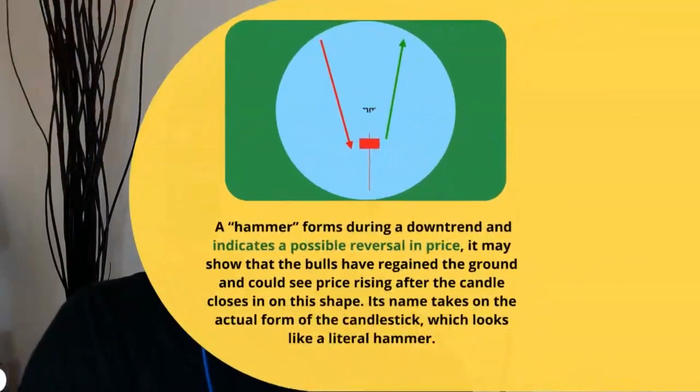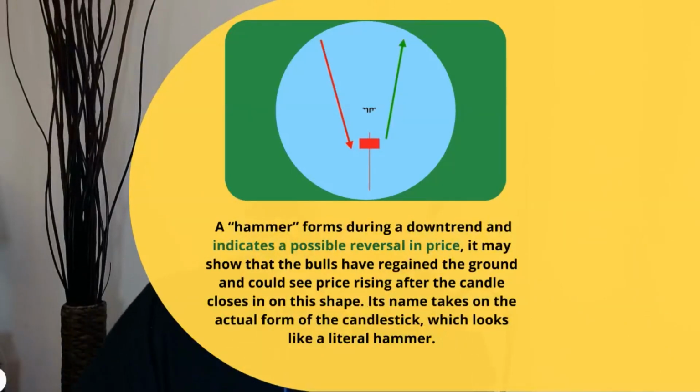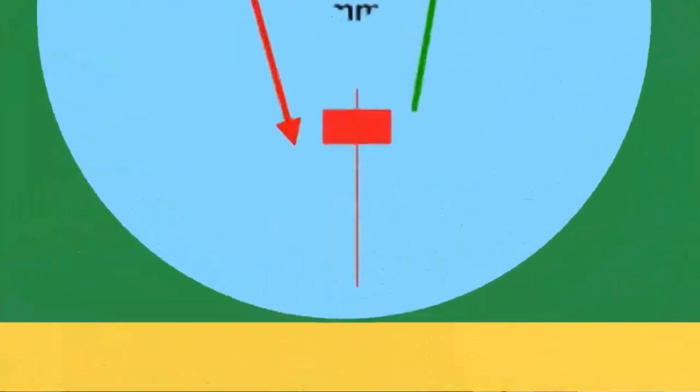It's a hammer. Let's take a closer look at it. It's the red candle. As you can see, it forms on a downtrend and indicates a possible reversal in price. It may show that the bulls have regained the ground and could see the price rise after the candle closes in this shape. So notice the shape. There's a long wick down there and the body's pushed up. It means the bulls have pushed the price back up, which means the trend may be on a possible reversal. Holistically, you could look at the candle. Also looks like a real hammer.